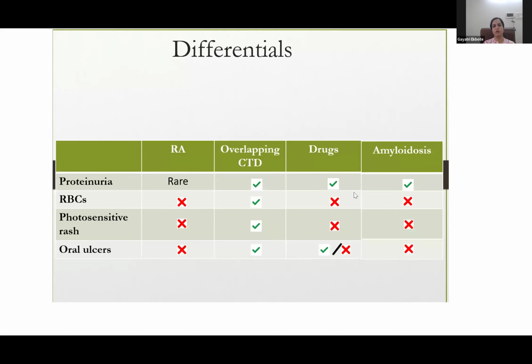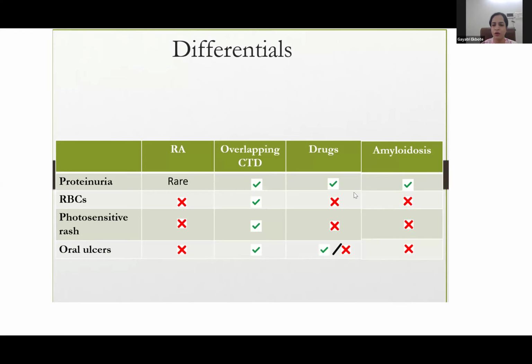So now coming to the differentials. Obviously, yes, we know that RA does exist in this patient because he is fulfilling the EULAR ACR criteria of rheumatoid arthritis. I'll be coming to that later. So what could be the differential diagnosis? Do we really have proteinuria in rheumatoid arthritis? Yes, it can happen, but it is quite rare.